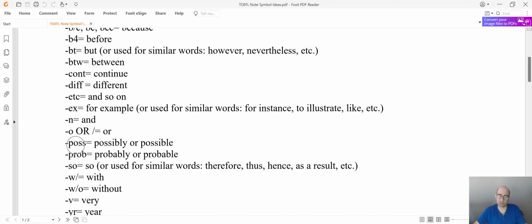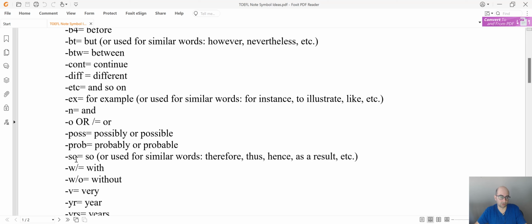So sometimes you could use the same symbol, reduction, abbreviation for different words. Up to you. Prob for probably or probable. So this is an interesting situation here. So I'm actually gonna use the same exact word. It's just 2 letters, guys. If I put S, it's kind of ambiguous, confusing, vague.